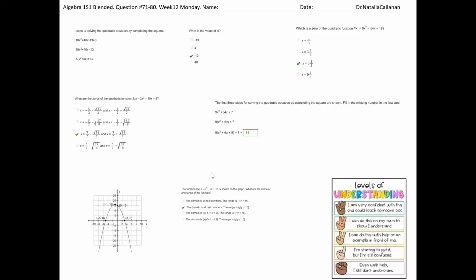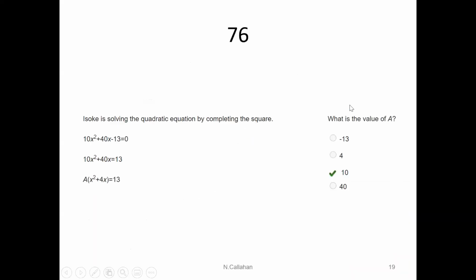All right, you guys, we're going to go ahead and finish up number 76 to 80. So this is the last 4 or 5 questions that you guys have. And we'll start off with number 76. So Asoki is solving the quadratic equation by completing the square. What is the value of A? Okay, so A is this number right here. Obviously, it's highlighted right there. And so they want to know what is that number.